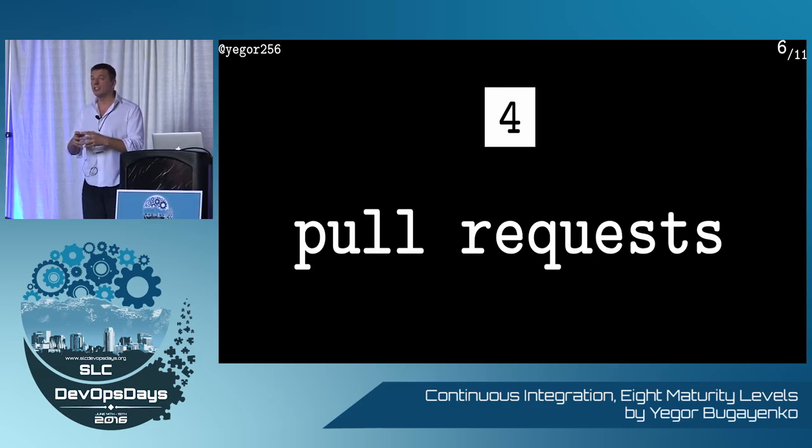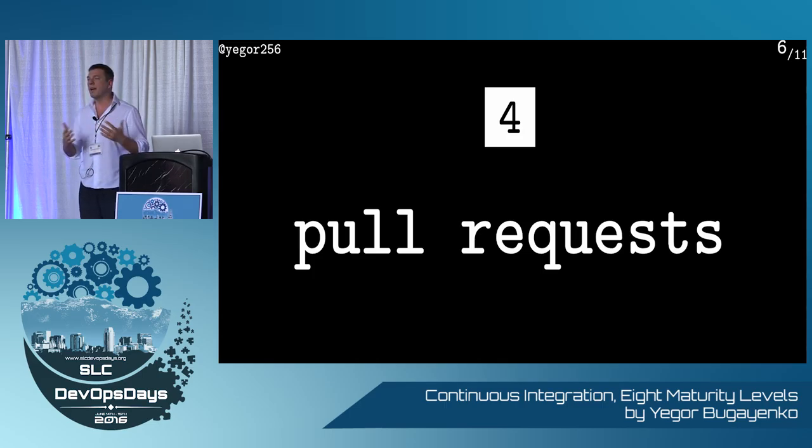So Git is designed to be managing branches. This is where Git actually starts to shine. Without branches, it's just a simple storage of files, and there are not so many benefits of using Git. When you're using Git and GitHub, you must use pull requests and branches.